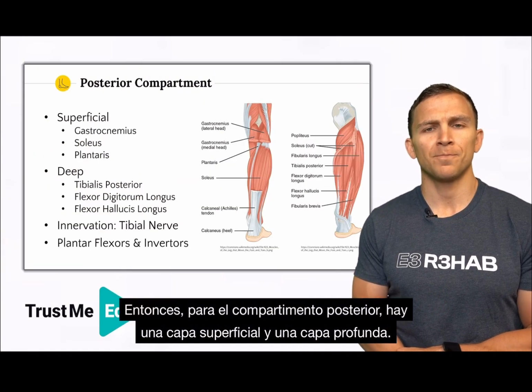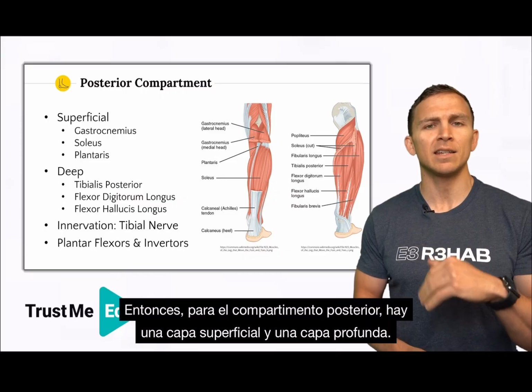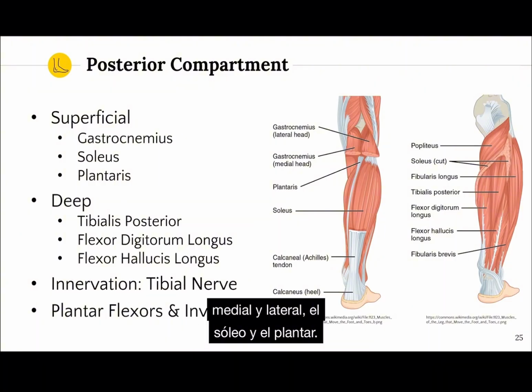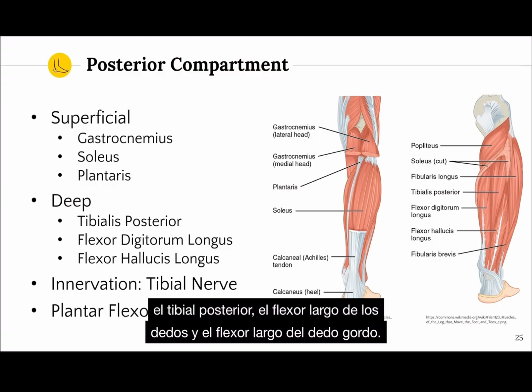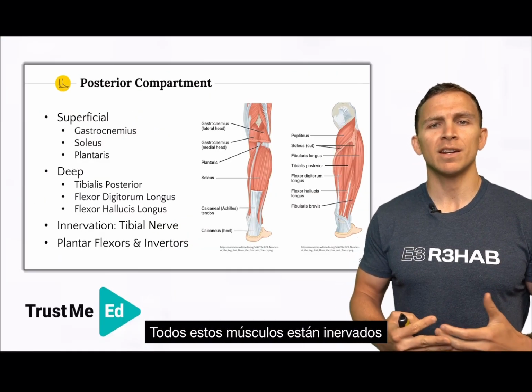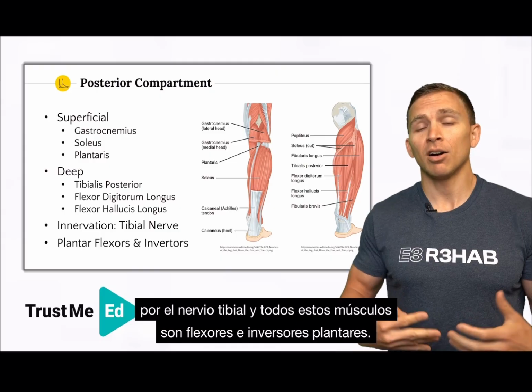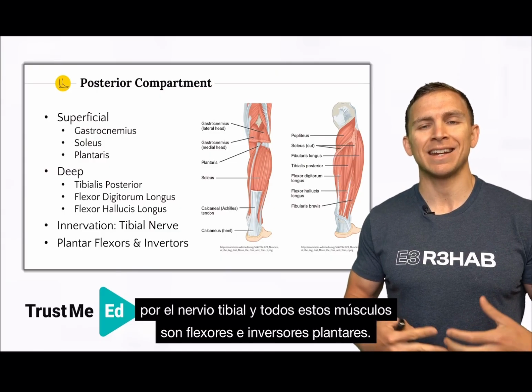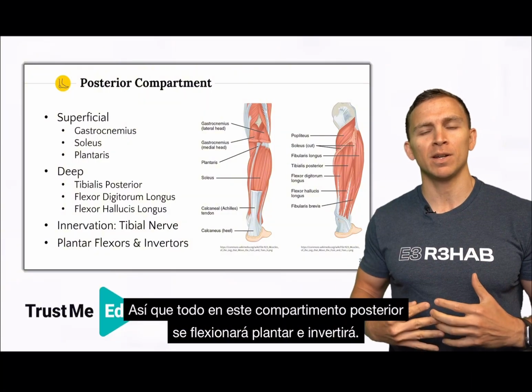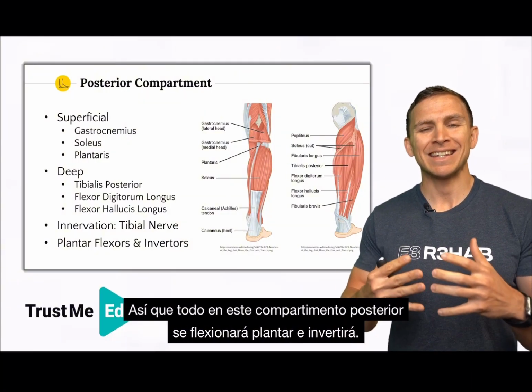So for the posterior compartment, there's a superficial layer and a deep layer. The superficial layer is going to have the gastrocnemius, and it has medial and lateral heads, the soleus and the plantaris. And then the deep layer is going to have the tibialis posterior, the flexor digitorum longus, and the flexor hallucis longus. All of these muscles are innervated by the tibial nerve, and all of these muscles are plantar flexors and inverters. So it's an easy way to think about them. So everything in this posterior compartment is going to plantar flex and invert.